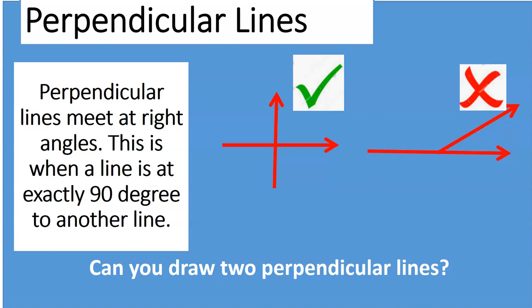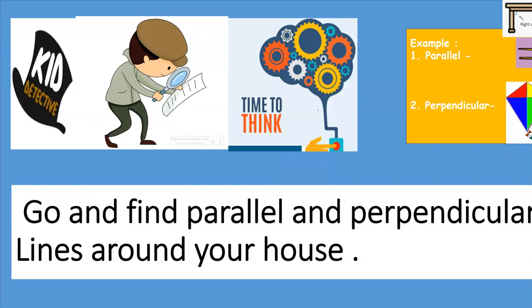Good job. Now, go and find parallel and perpendicular lines around your house. Take a look at the examples here on the top. We have here the socket, and we have here a kite that forms a perpendicular line. Can you think of other examples? Pause the video and write down 5 examples.